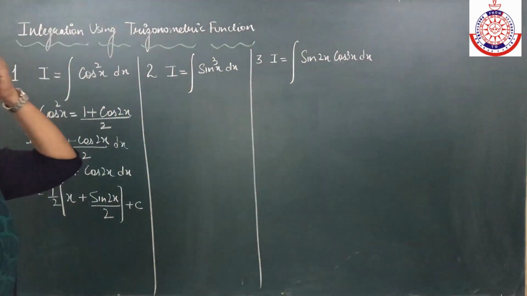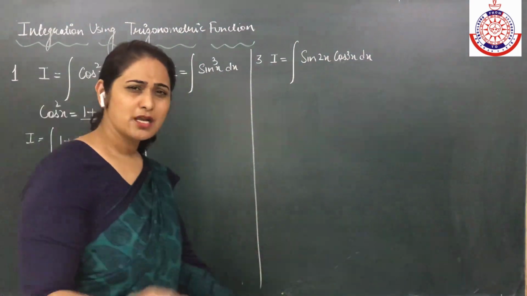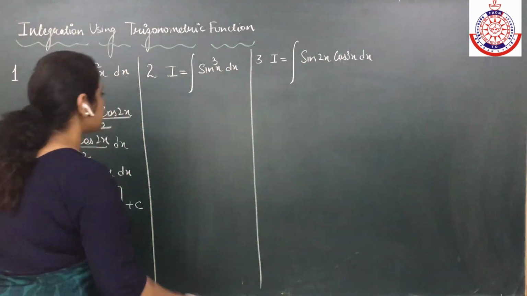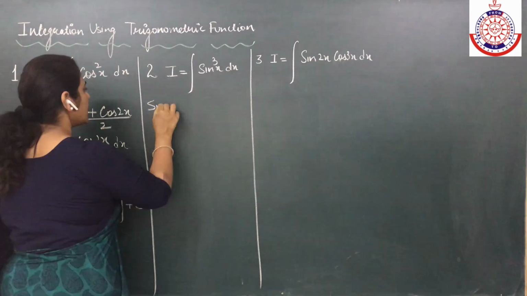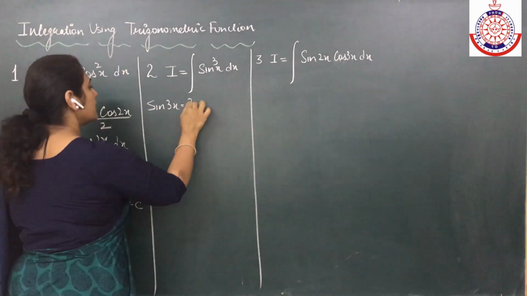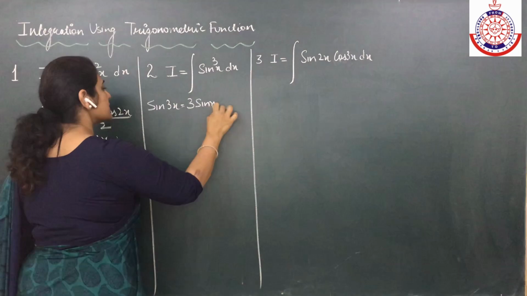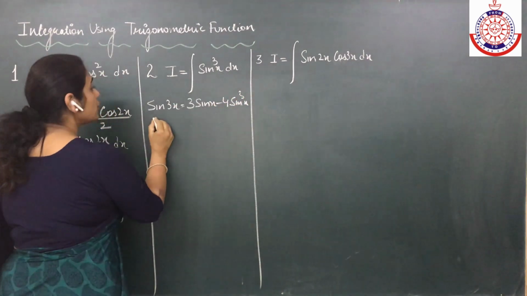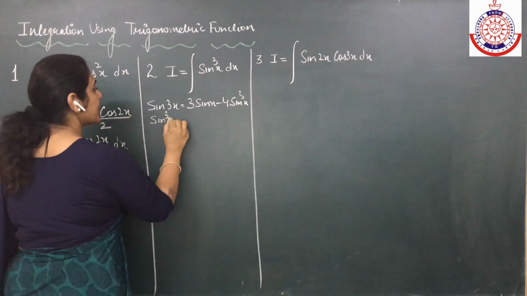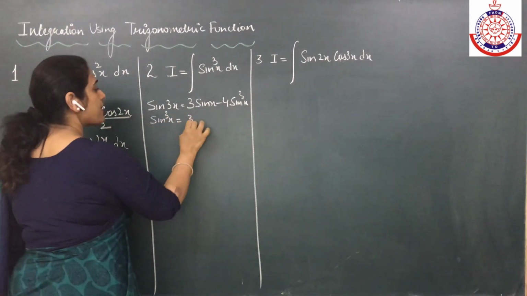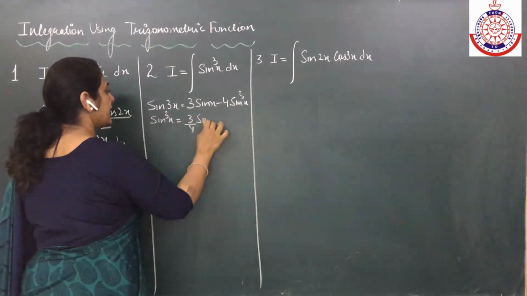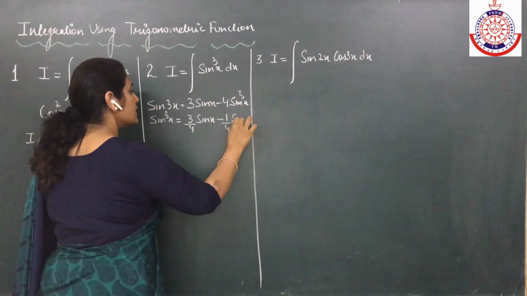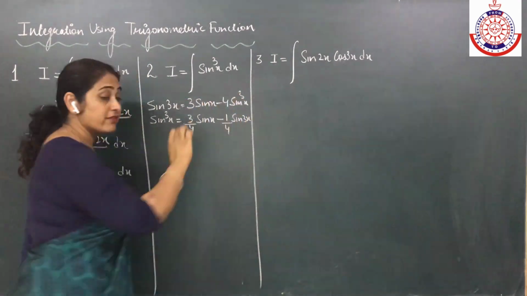Now talk about sine cube. Now cube comes in the triples formula. This was a doubles formula of course. Let's try the triples formula. What is the formula of sine 3x? Sine 3x is 3 sine x minus 4 sine cube x. Let's find the value. So the value of sine cube x will be 3 by 4 sine x minus 1 by 4 sine 3x. So our power is removed.